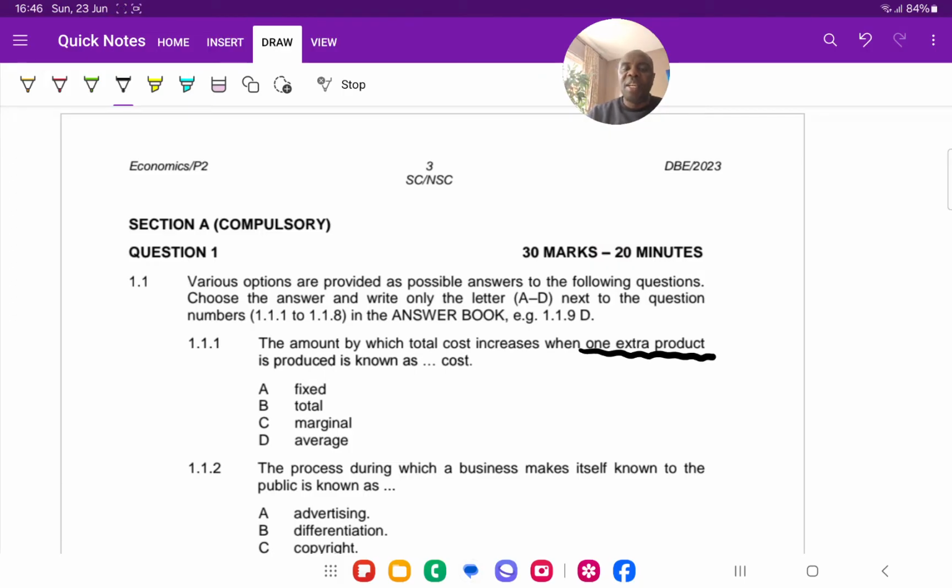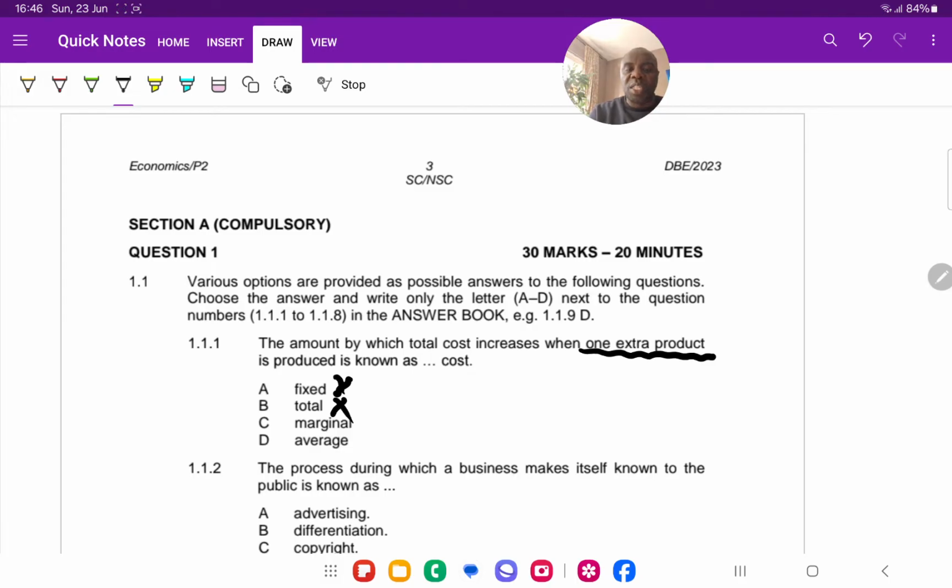What is a fixed cost? It is a cost that does not change as output changes. So you can see that it does not address the question. We are going to mark it wrong. Let's look at answer B. Total cost. Total cost is fixed cost plus variable cost. It does not answer the question, so it becomes a wrong answer.